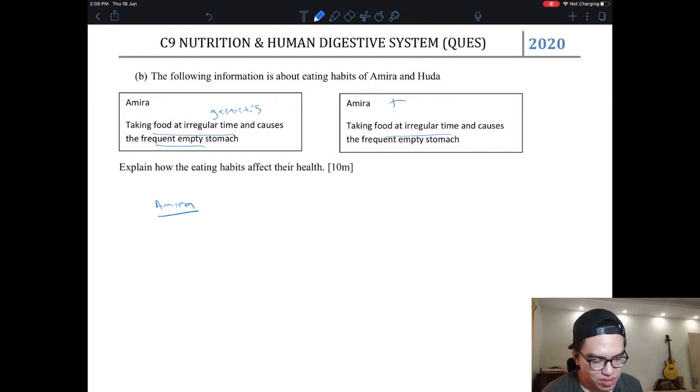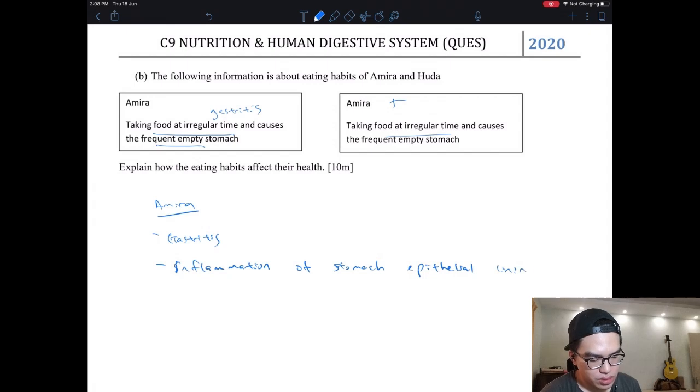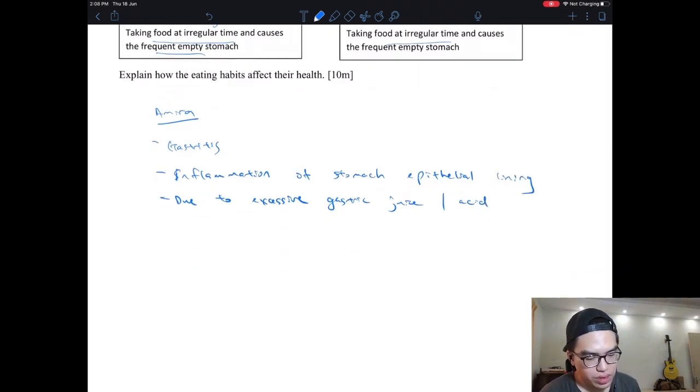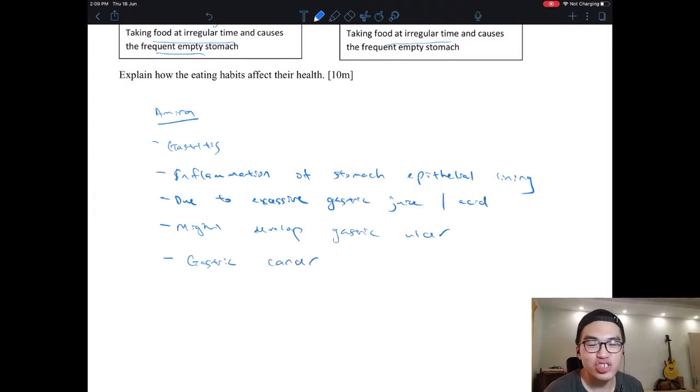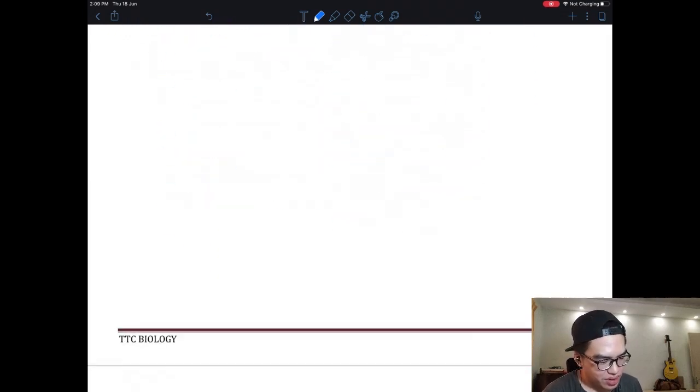Eating habits and their health. It might cause gastritis. So what is gastritis? You explain. Basically, it's the inflammation of the stomach epithelial lining due to excessive gastric juice or acid. So how does it affect your health? You might develop gastric ulcer or gastric cancer, gastric pain, indigestion, acid reflux, so many you can write. Wow, that's it.